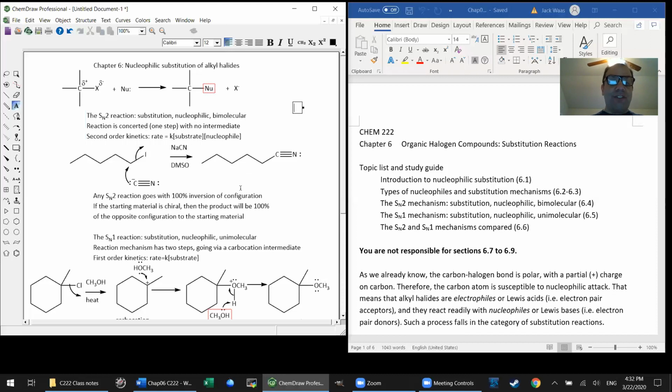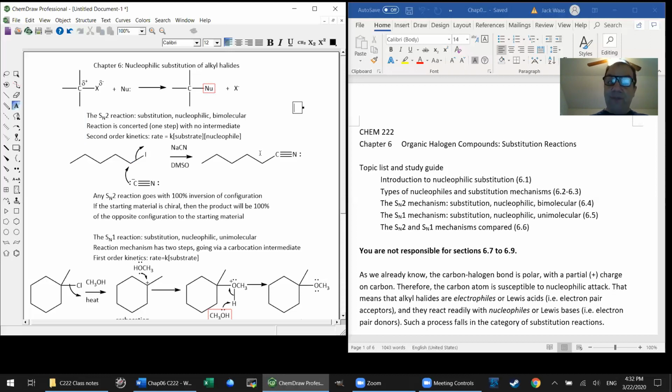Now, in terms of stereochemistry, what happens if the starting material is chiral? In this case, it's not. 1-iodopentane is not a chiral molecule. But we did an example where the starting material was chiral. And what we find is that an SN2 reaction will go with 100% inversion of configuration at the reacting carbon. So if the reacting carbon starts out in the R configuration, in the product it will be in the S configuration. And if it starts out in the S configuration, in the product it will be the R configuration.